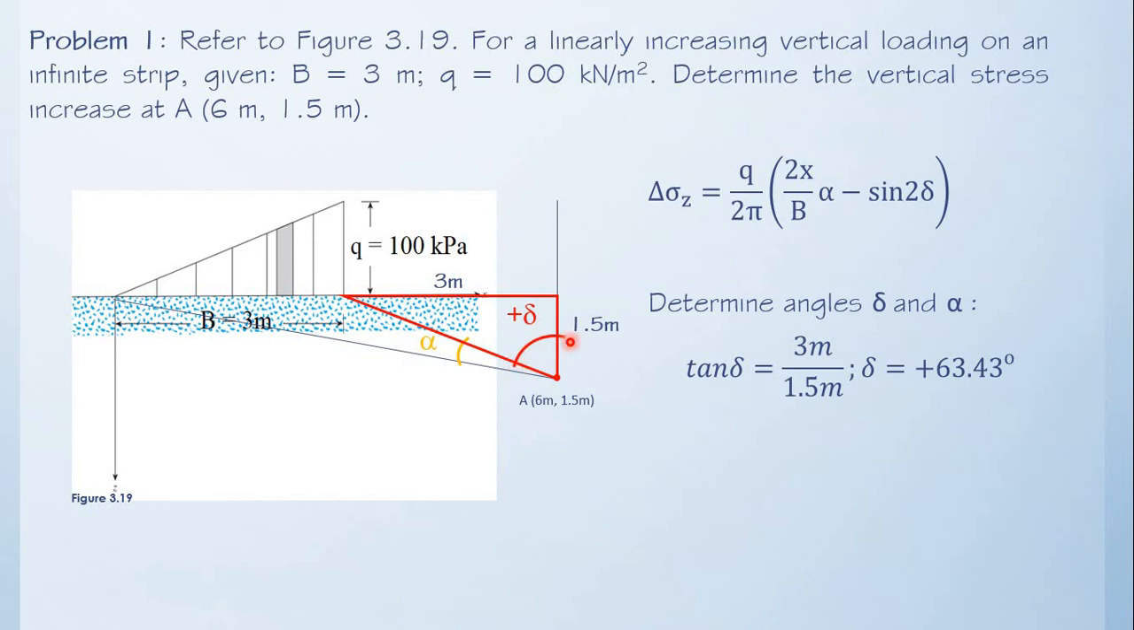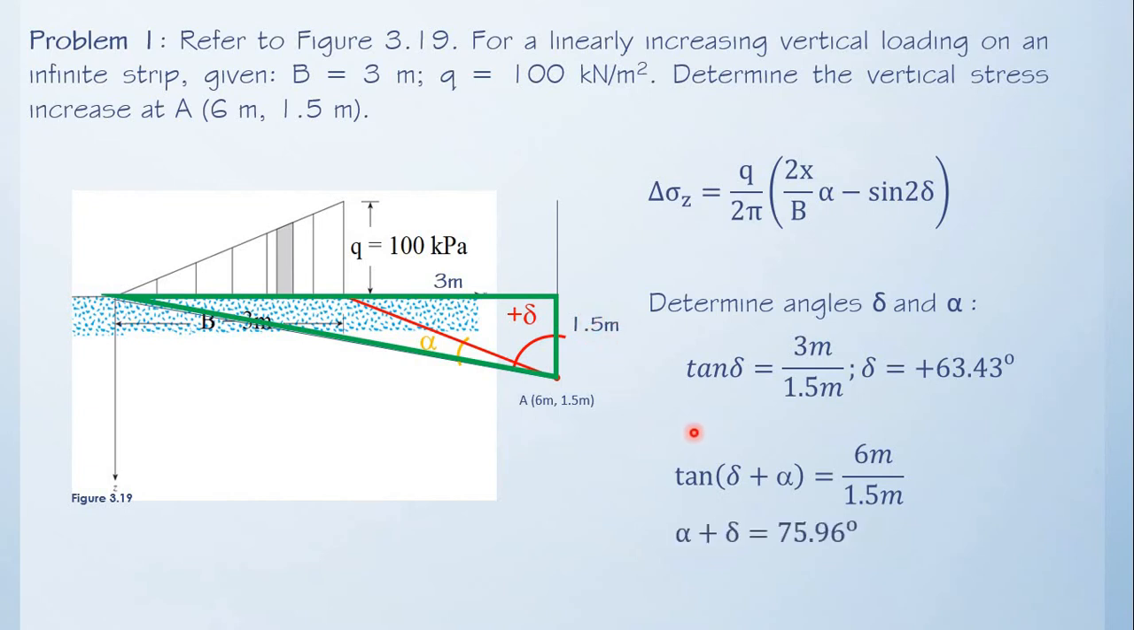For the value of angle alpha, we will now be considering this triangle. Same trigonometric properties, we'll be using tangent of this angle. And since we know the measurement of this side and the measurement of this side, that simply becomes tangent of the angles delta plus alpha is equal to the whole side, that is 6 meters, divided by the adjacent side, which is 1.5 meters. This now becomes alpha plus delta is equal to 75.96 degrees. We know the value of delta. Therefore, alpha is 12.53 degrees.